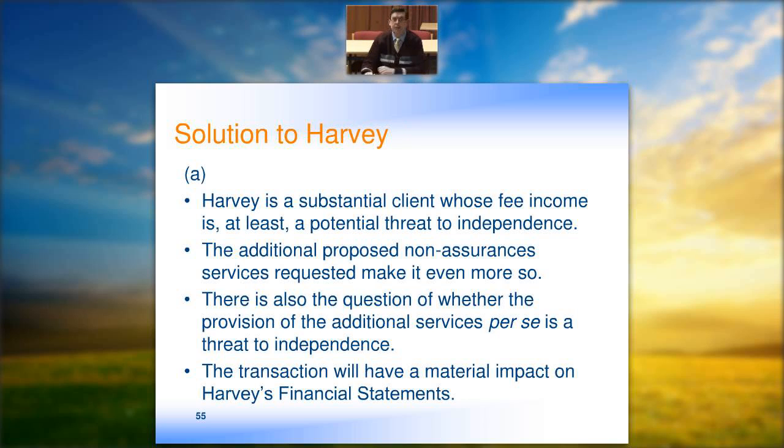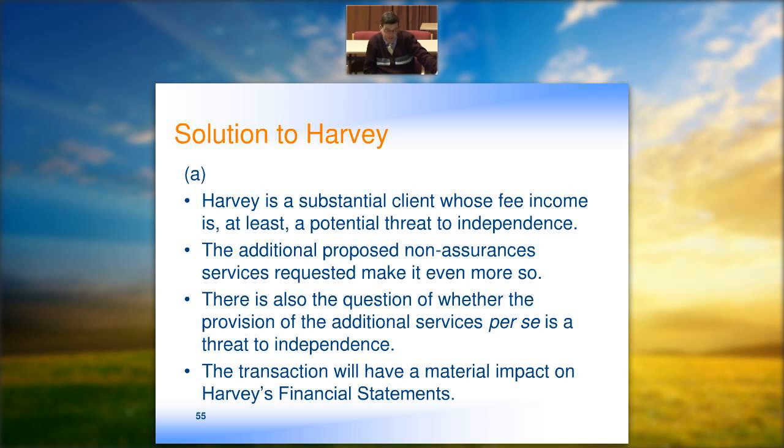Okay, so what are the points to be making then as part of the solution? Well, the first thing is, Harvey is a substantial client whose fee income is at least a potential threat to independence. Now, you might remember I said, although I don't think it's written down anywhere, that at the start, the benchmark that's used is 15%. Now, that's only a guideline, and it's not to be taken as 14.9% is all right and 15.1% can't do it. But the general guideline is 15% taking one year with another.